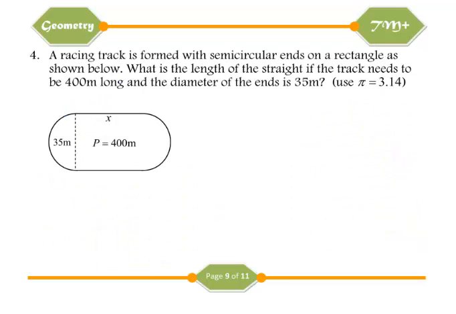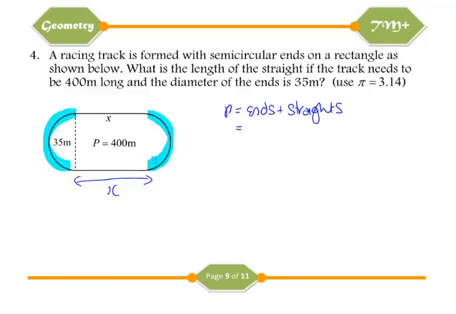Next, a racing track is formed with semicircular ends and a rectangle as shown below. What is the length of the straight if the track needs to be 400 metres long and the diameter of the ends is 35 metres? So I need to know the straight, which is that there. So the perimeter is going to be each of the ends plus the straights. Okay, so the ends have a diameter of 35, and together those two ends make one circle. So that's going to be pi times d, which is 35, and my straights are going to be 2 lots of x.